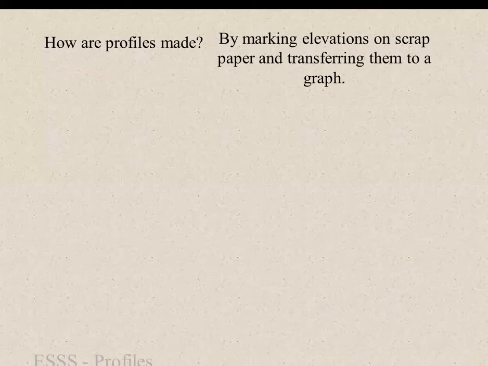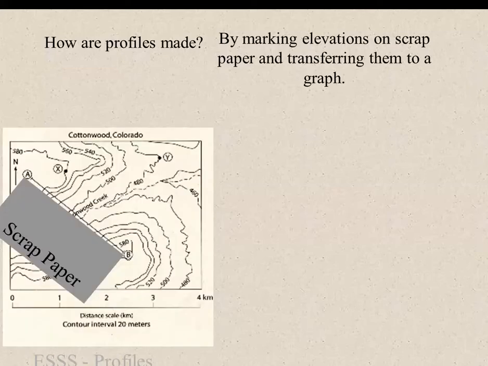So how are profiles made? Well, first we need to mark elevations on scrap paper, and then we're going to transfer these to some sort of graph. So this example shows a topographic map in Cottonwood, Colorado, and you can see the scrap paper is placed between 2 points, point A and point B. And there's the scrap paper along that line. Now that line crosses over a whole bunch of contour lines, which we could determine the numbers for. Let's say those are all the marks where the contour line touched the scrap paper. We could also write the elevations of those lines on the piece of scrap paper. For instance, this 500 would be right there.